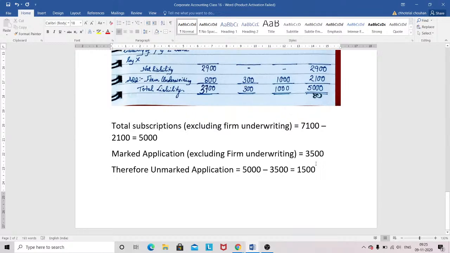So whenever you calculate that particular unmarked application, be very careful. If it is excluding then both the things will be excluding, if it is including both the things will be including. Very careful about that particular point. এইটা কিন্তু খুব ইম্পর্টেন্ট একটা পয়েন্ট.